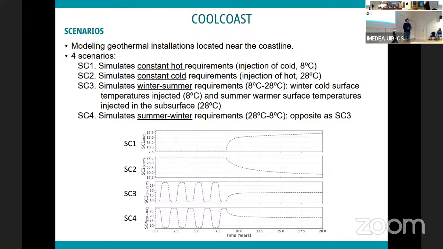Okay, it's the opposite, because when we want to cool the building, for instance in summer, the atmosphere is very warm. So we inject this warmth into the subsurface, and the opposite for winter. In winter, the building is cold. This cold is injected into the subsurface and extracts heat. Okay, and the third and fourth scenarios are a symmetric cycle of injection, cold and heat. The third starts with 8 and finishes with 8, and the fourth starts with 28 and finishes with 28.